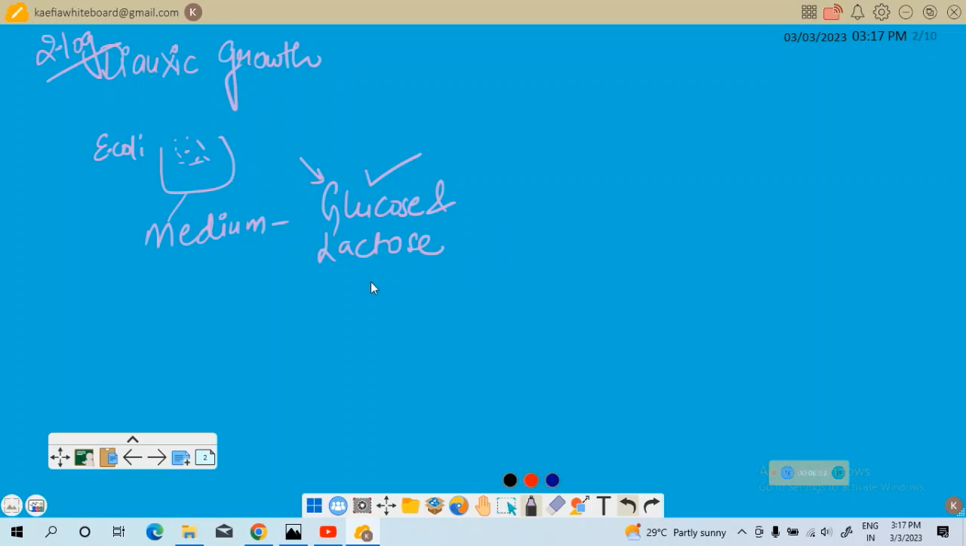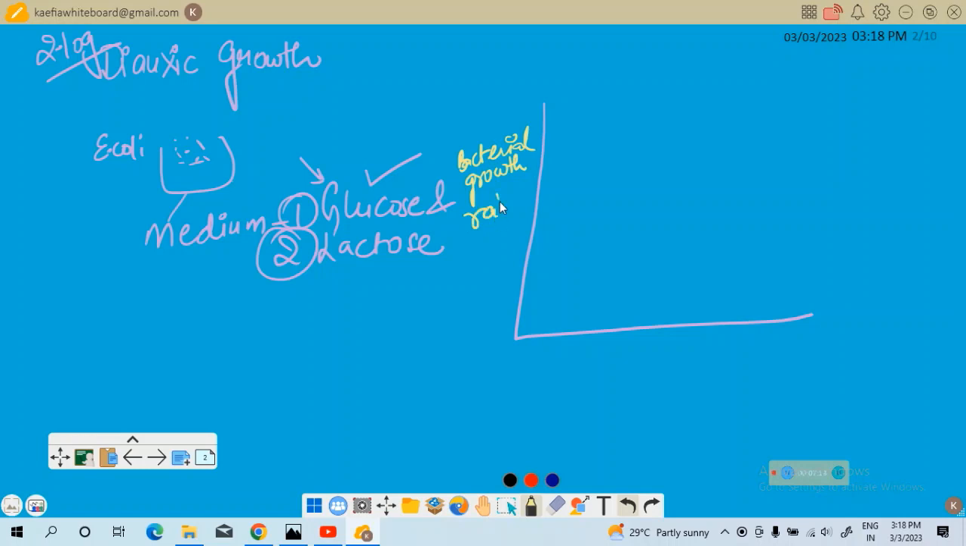At this point, a second lag phase is entered when lactose metabolizing enzymes are synthesized. So first it will use glucose, and when glucose is all utilized and it has no other option, then it will come to lactose. This is basically termed diauxic growth. So the graph is like this. Here we have bacterial growth rate. Here we have time.